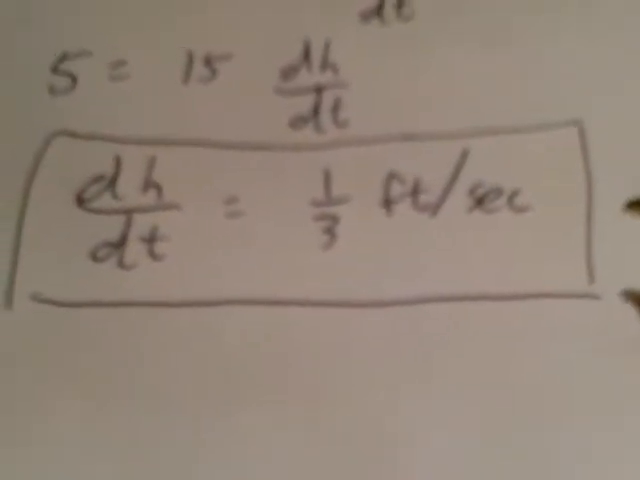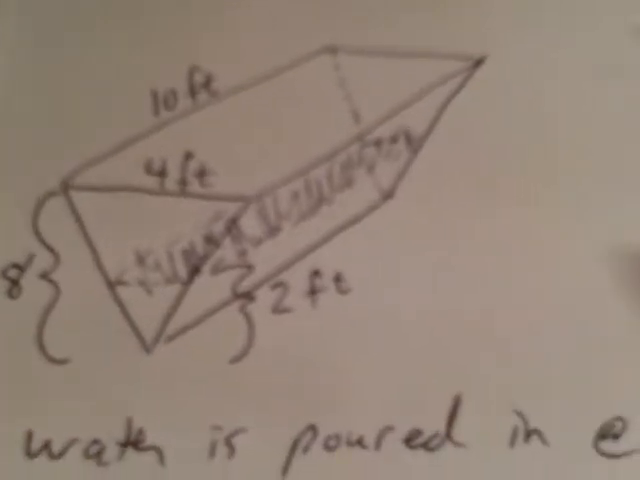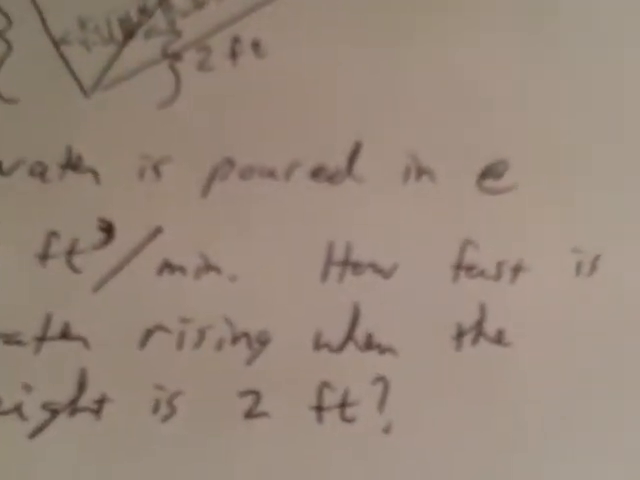And there you go. So let's move on to the next problem, which is somewhat similar. And again, I didn't structure my stuff here very well, but it's okay. So this is the trough problem. And I didn't quite draw it to scale, but you'll get the idea. So we have a trough here, which is a triangular trough. And so again, it has some similarities to the pool that we just did, because the base is a triangle times the length. So water is poured in at a rate of 4 cubic feet per minute. How fast is the water rising when the height is 2 feet?